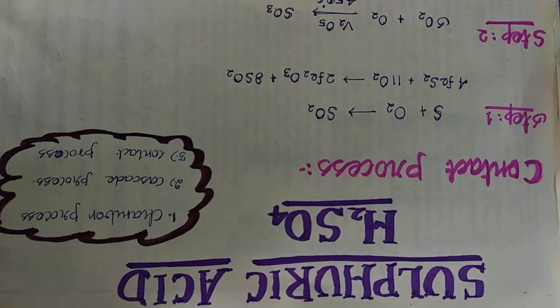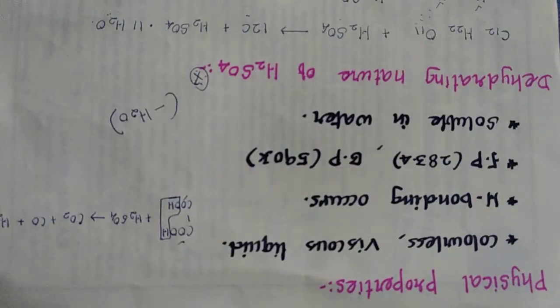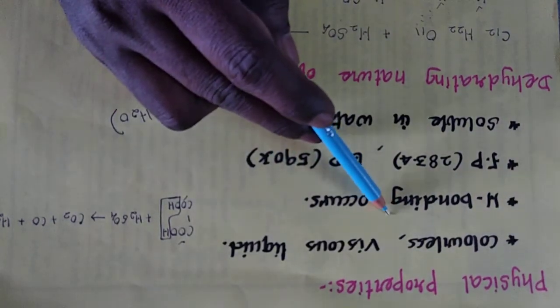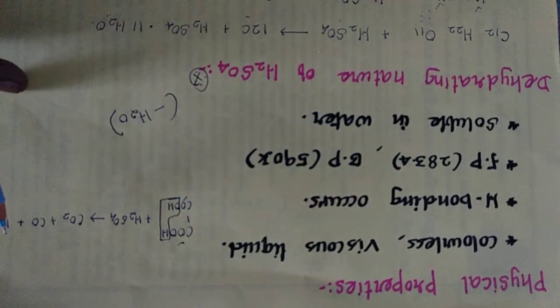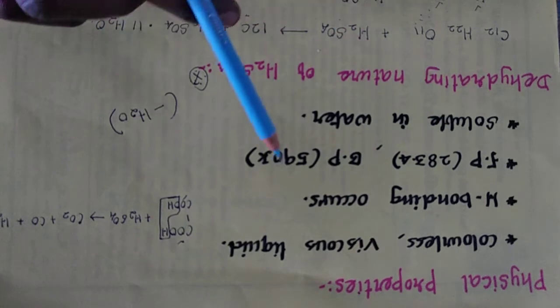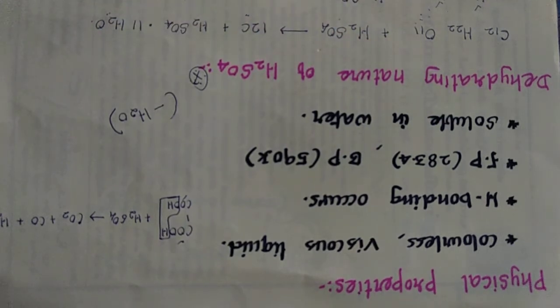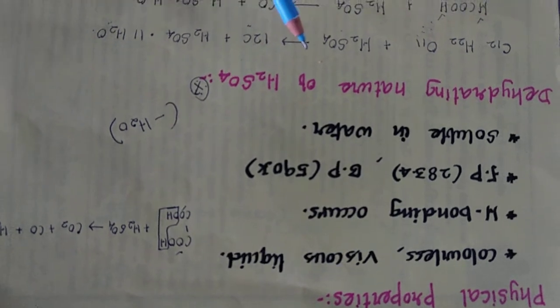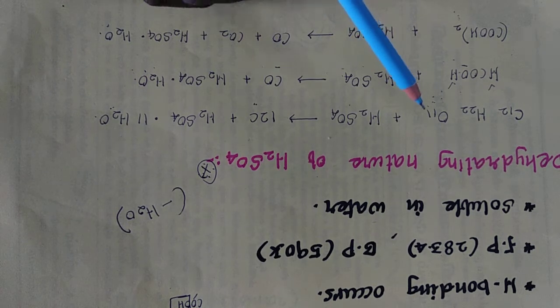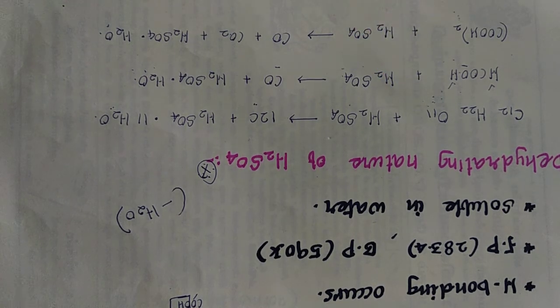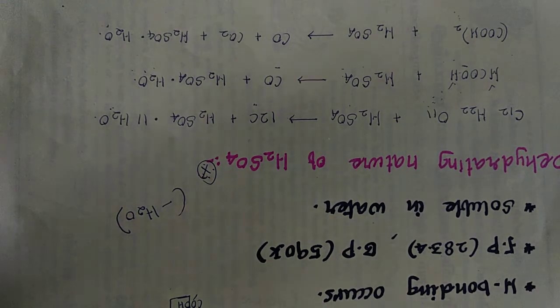Next we have discussed the physical properties. Sulfuric acid is a colorless viscous liquid. There is hydrogen bonding between the molecules. Then freezing point and boiling point we have seen. It is soluble in water in any proportion. The next one is dehydrating nature. Sulfuric acid is a very good dehydrating agent. It can remove water molecules from sucrose, formic acid and oxalic acid. So this we have seen.